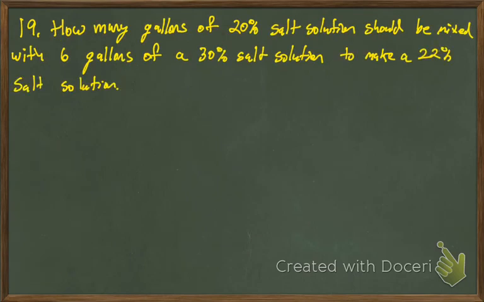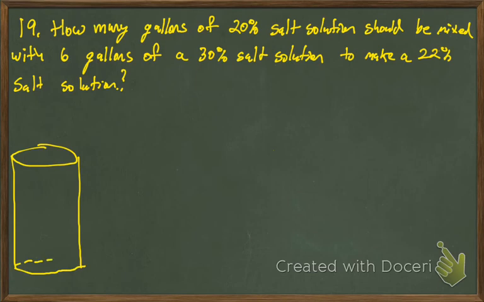Okay. So how many gallons of a 20% salt solution, so that's what we're going to add, should be mixed with 6 gallons of a 30% salt solution? So that's what we have, and then we're going to add in an unknown amount of the 20%, and we would like to make a 22% salt solution.